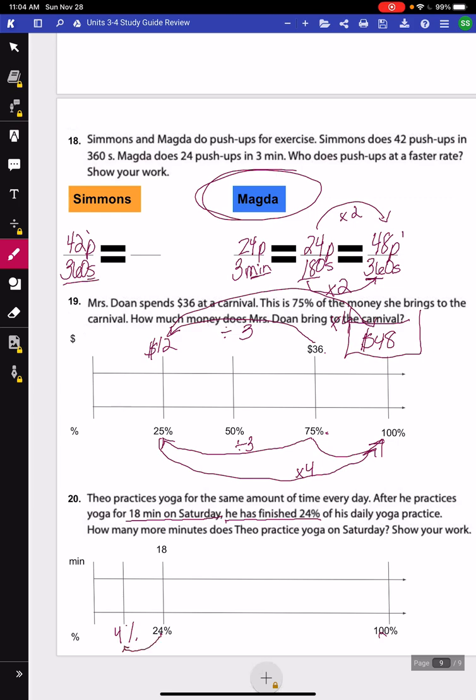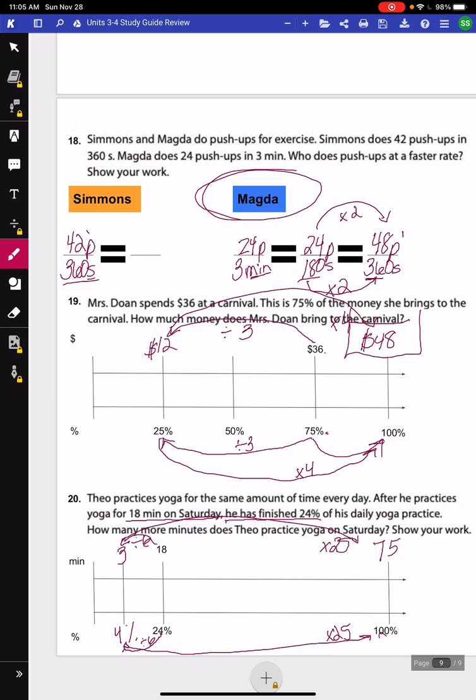So what do I do to 24 to get 4? Divide by 6. What do I do to the bottom? Do the top. 18 divided by 6 gives me 3. So I know that 4% is 3 minutes. So what do I do to 4 to get 100? Multiply by 25. What do I do to the bottom? Do to the top. Well, 25 times 3 gives me 75.